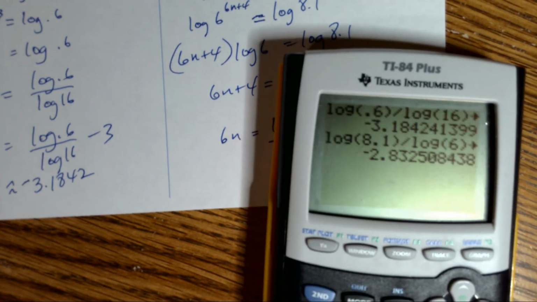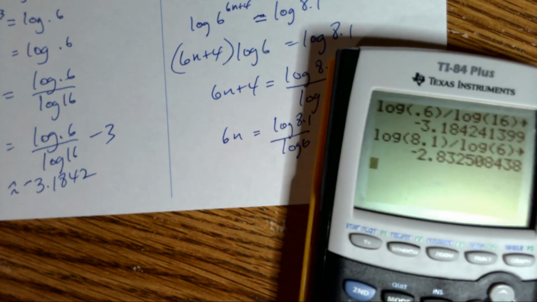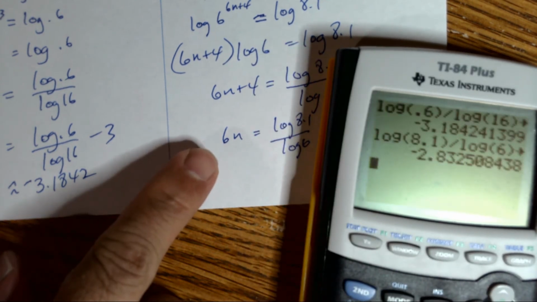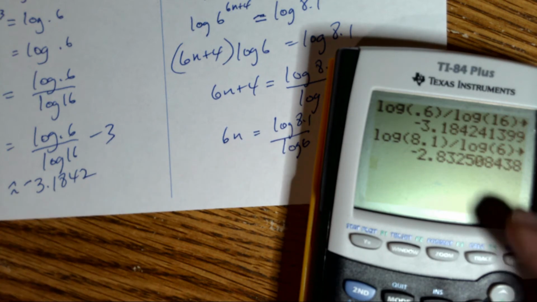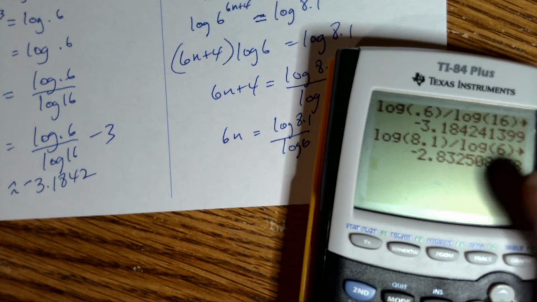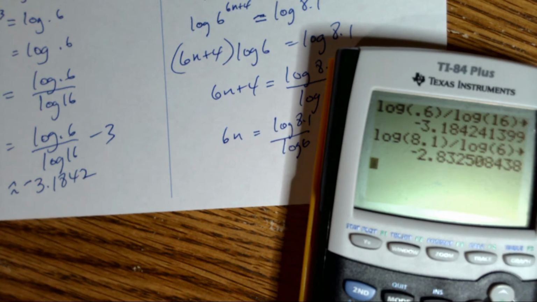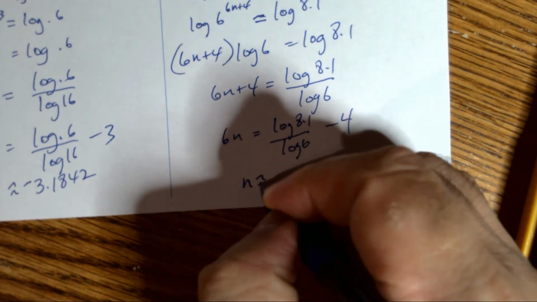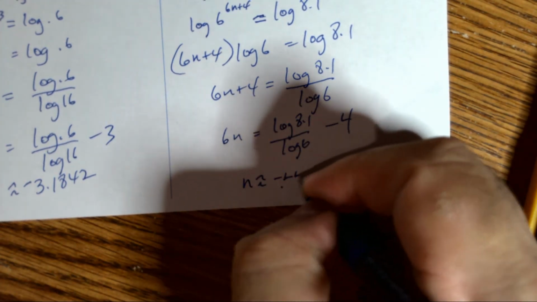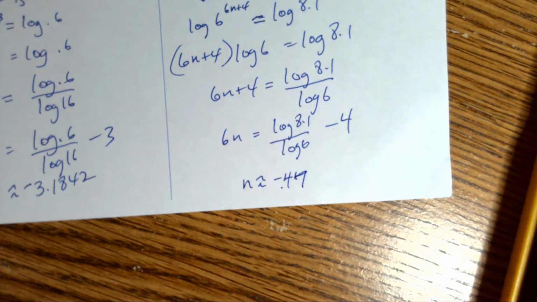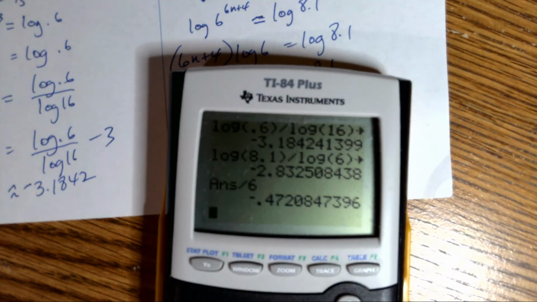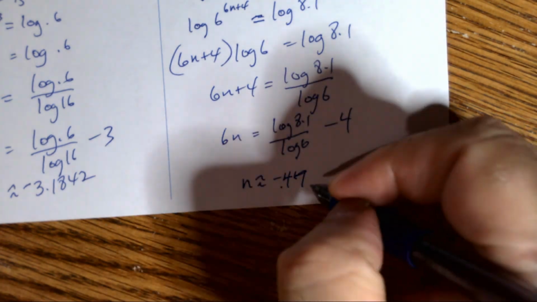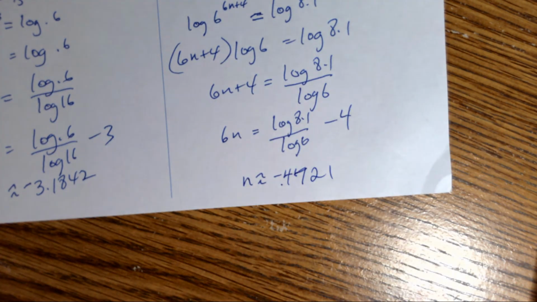Now, here's the thing. I still have a 6 on that variable. So now that I have this messy decimal in the calculator, I'm going to divide this by 6. So I got negative 0.4721. Negative 0.4721. There you go. That's that one.